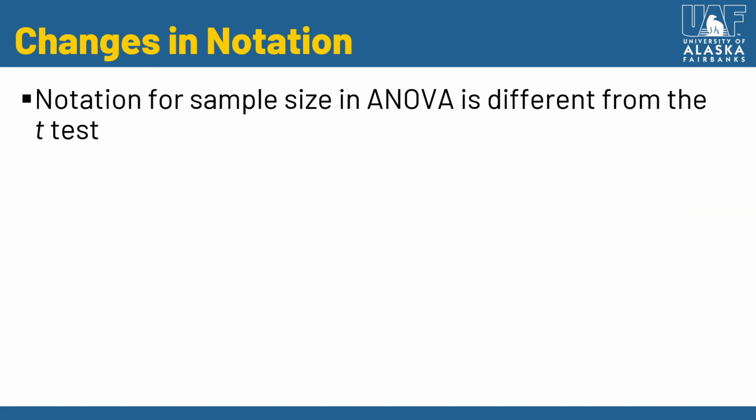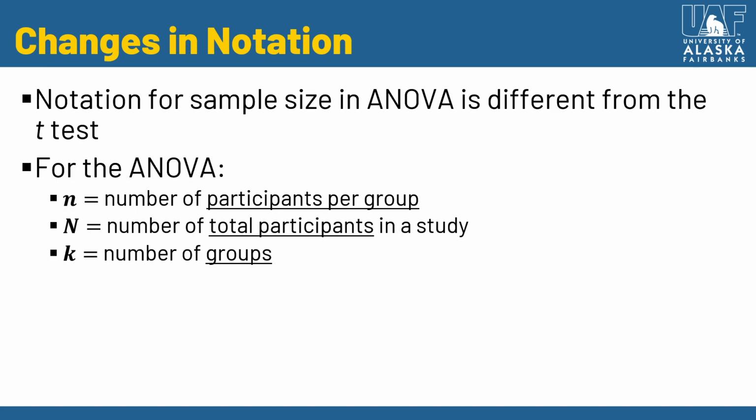Okay, and a few things to note before we go further. Notation here is slightly different. Here, little n refers to the number of participants per group, and the number of groups is indicated by k. And then big N, capital N, is the number of total participants.